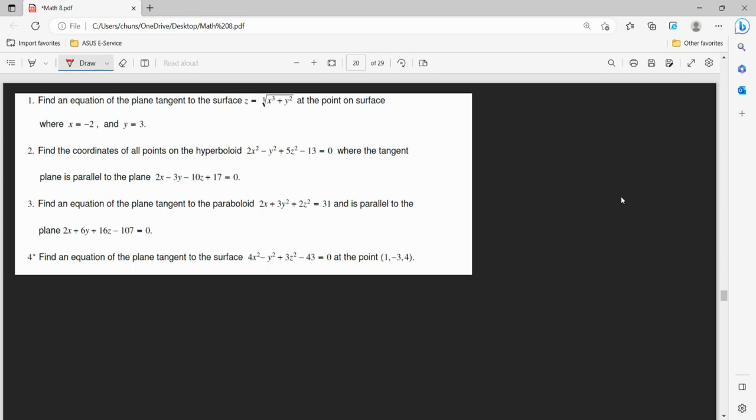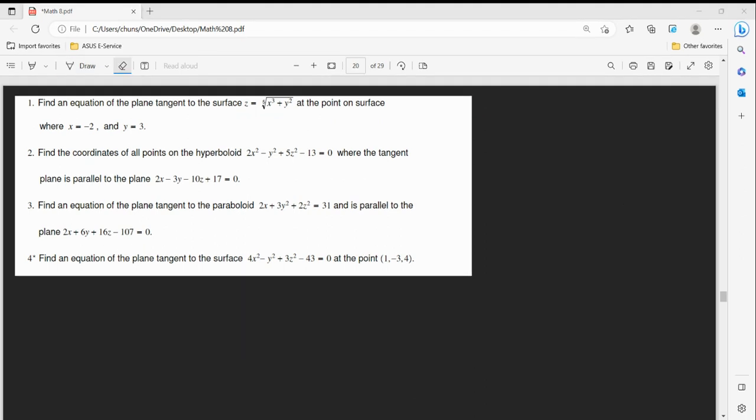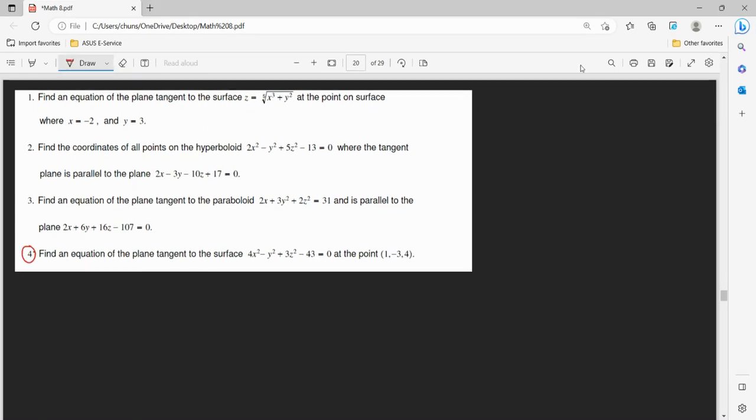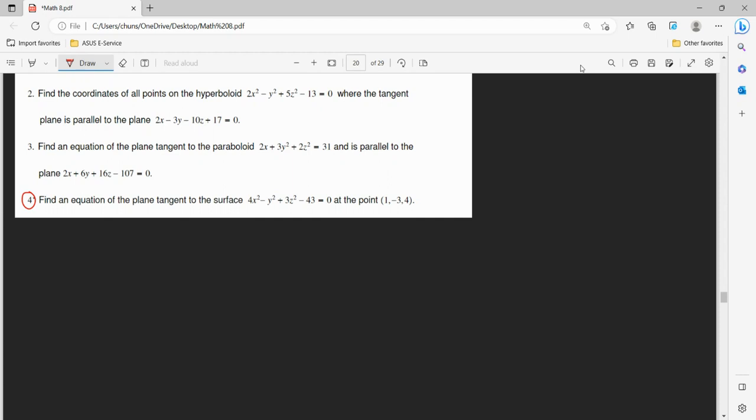Okay, so let's start with question 1. Okay, so we are given, actually let's work with question 4. Okay, so 4 is most similar to what we just worked with. So we have an equation, so it's already equal to 0, so that's awesome. So we can just work with this right away.